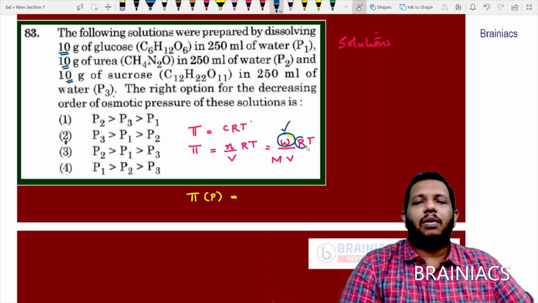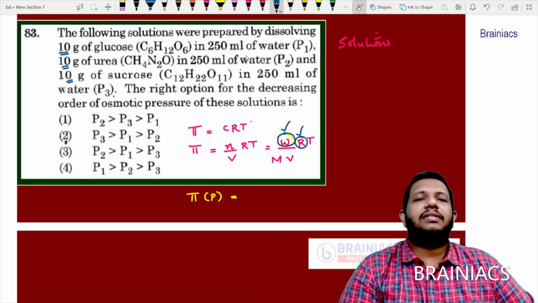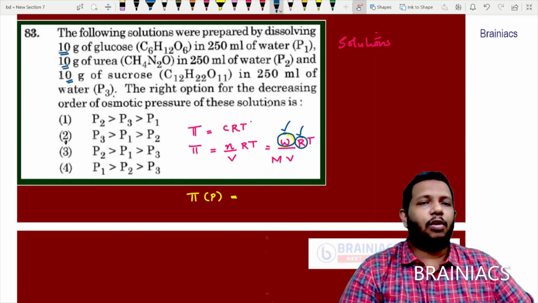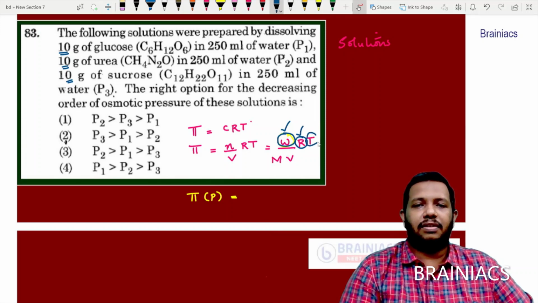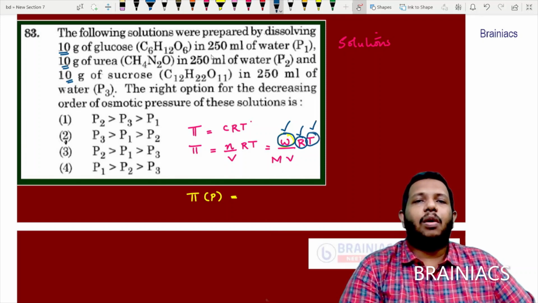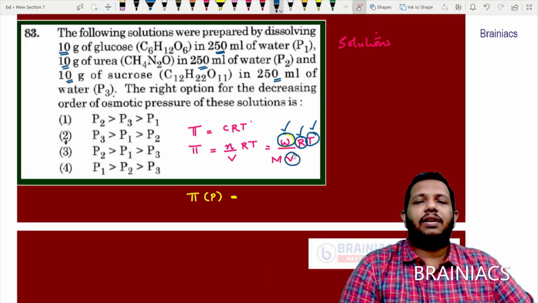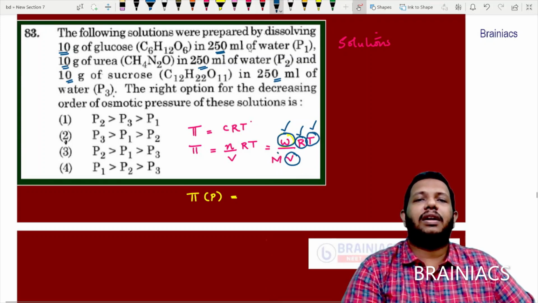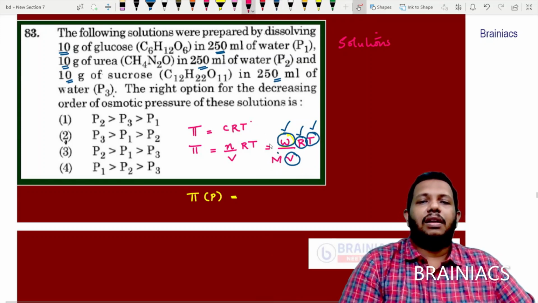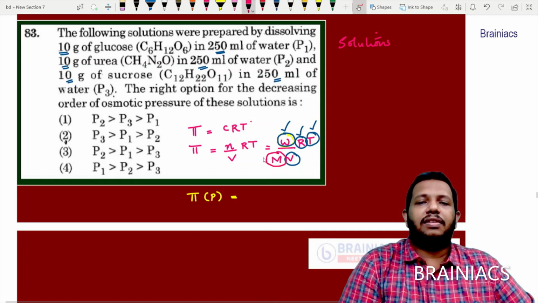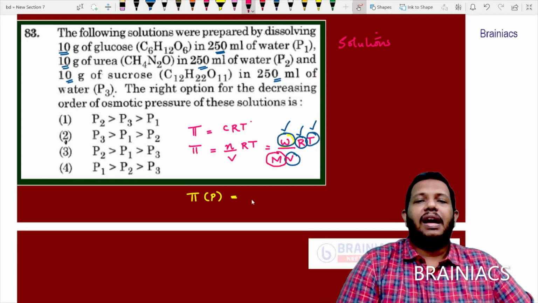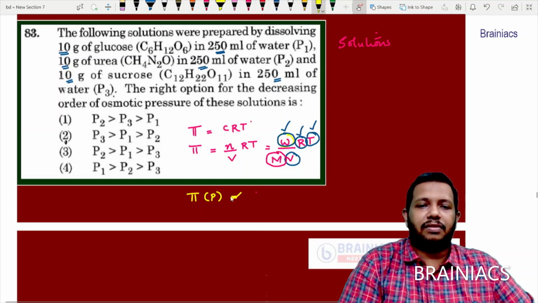Now R is a constant, we know. All these are done at the same temperature. They are not mentioning different temperatures, so this is also constant. They are all added to the same volume, 250 ml, so volume is also fixed or constant. So the only thing that is variable here is which one? The molecular mass. Now tell me how the molecular mass varies with the osmotic pressure. I can say this is inversely proportional to the molar mass.